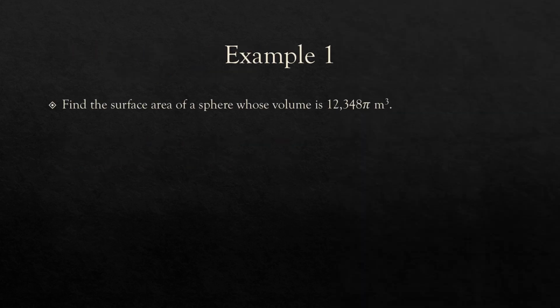Let's use this in our first example. Find the surface area of a sphere whose volume is 12,348 pi meters cubed. So we know that the volume of a sphere is 4/3 pi r cubed. And in this case, we know that it's equal to 12,348 pi. With a pi on both sides, I can cancel that out. Then I want to get this 4/3 over here, so I'm going to multiply by 3/4. If I multiply this side by 3/4, that cancels and becomes 1.